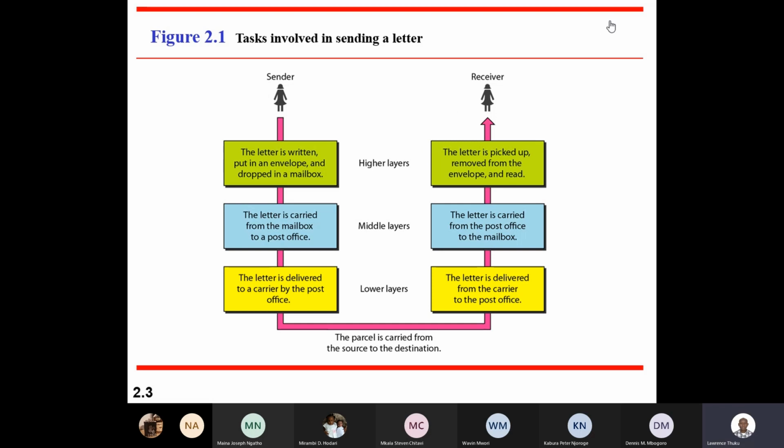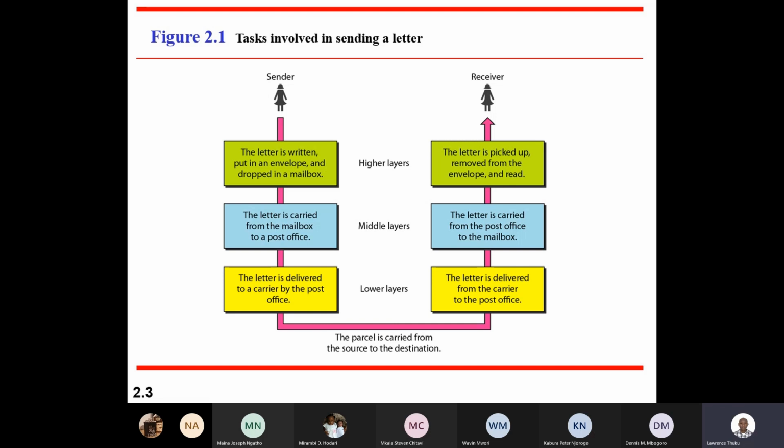Anyway, let's go on. So let's look at this. You have somebody sending a letter. You have to write a letter, put it in an envelope, and drop it in a mailbox. Somebody else comes and carries that letter from the mailbox to a post office. And in the post office, you have to arrange them, sort them out, and it's delivered to the post office that you had stated. That's on the lower layers.